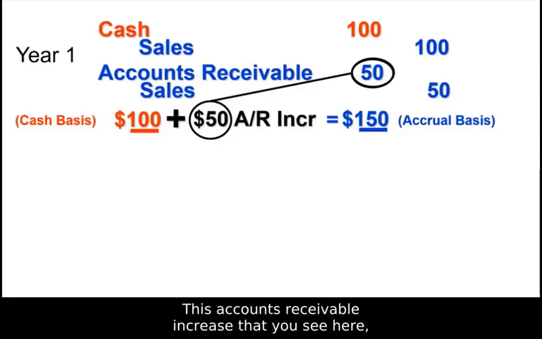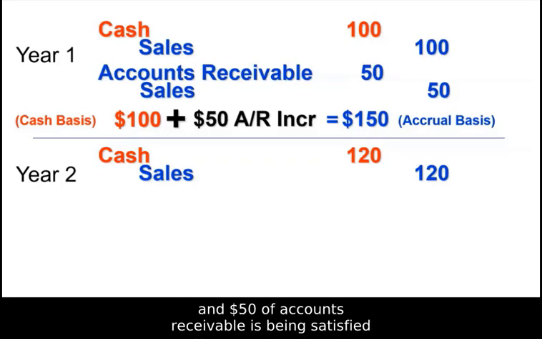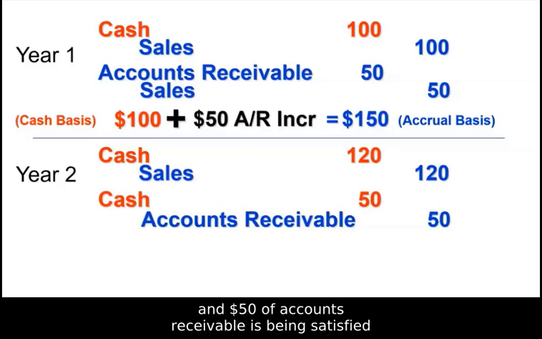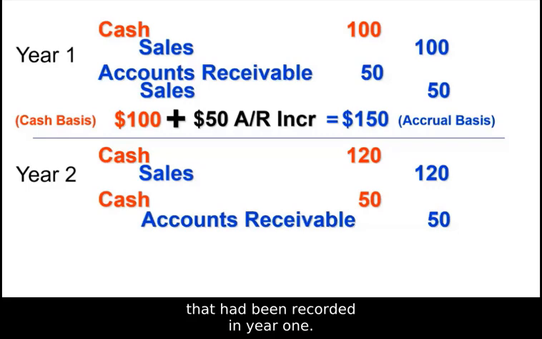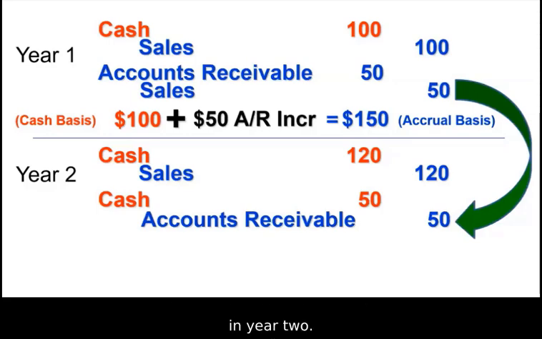This accounts receivable increase that you see here, this is how we are going to describe the conversion from cash basis to accrual basis tonight. In year 2, let's assume we have a cash sale for $120 and $50 of accounts receivable is being satisfied that had been recorded in year 1. Okay, so we're assuming that $50 is now being satisfied in year 2.